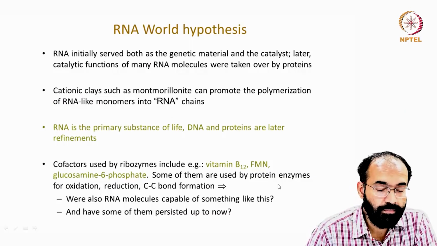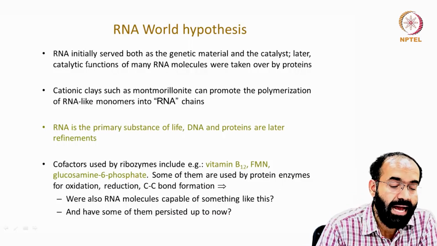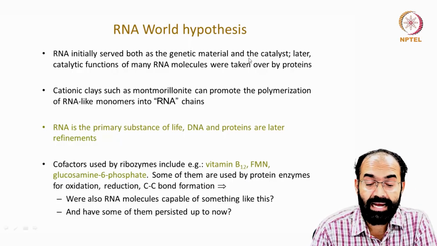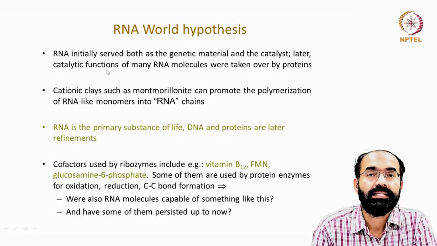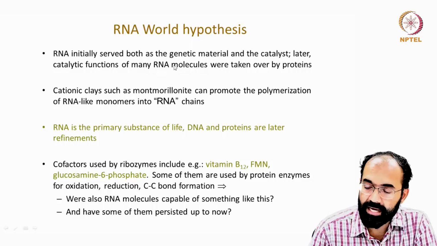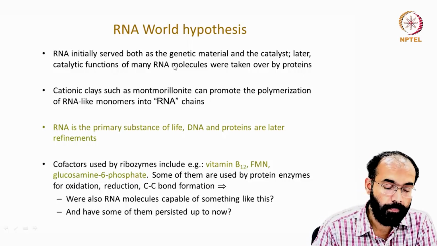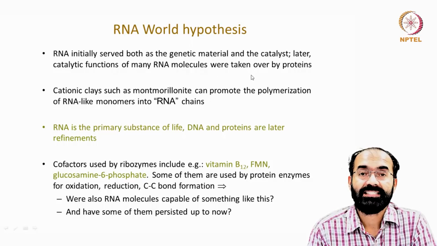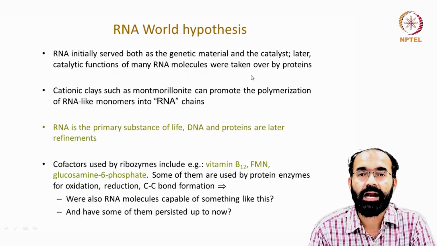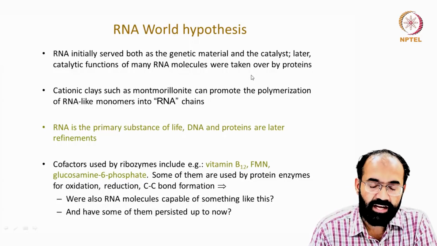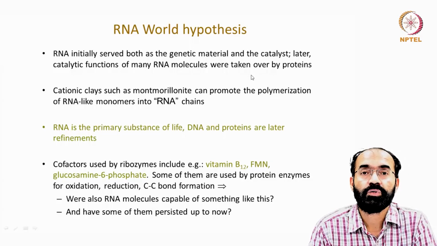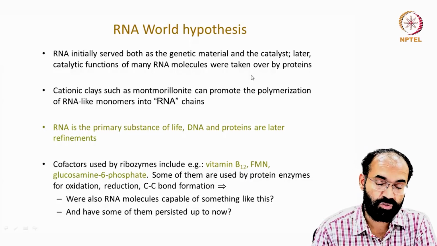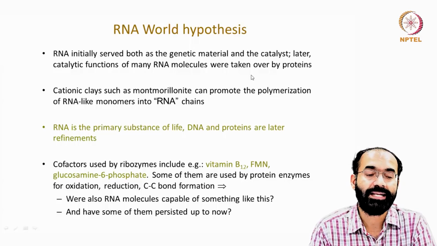Now, coming back to the RNA world hypothesis. RNA initially served both as a genetic material and catalyst. Later, the catalytic function of many RNA molecules was taken over by proteins as a convenience, because proteins can adopt much more diverse structures and have 20 amino acids to play with, unlike the ribozyme. So hence proteins became quite handy.